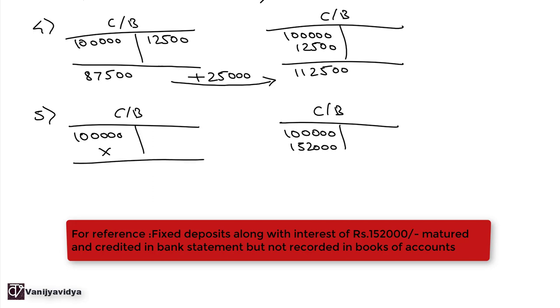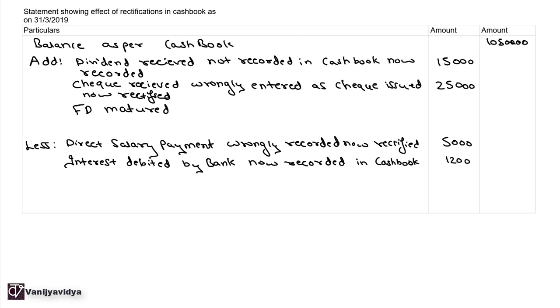Now let's see the impact of this. Initially the balance was 1 lakh. Now the balance is 2,52,000. So in the rectification statement, we have to add 1,52,000. So let's record this in the rectification statement. Fixed deposit not recorded in the cash book, now recorded 1,52,000.